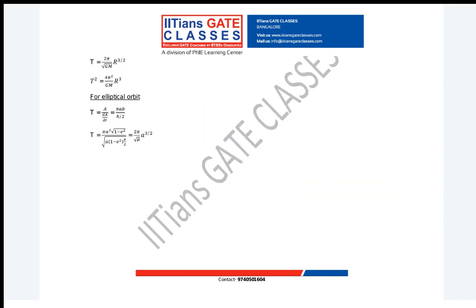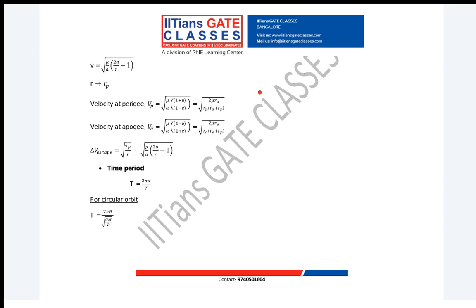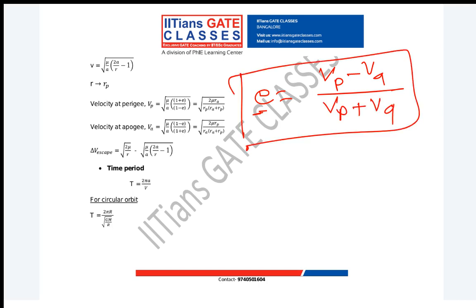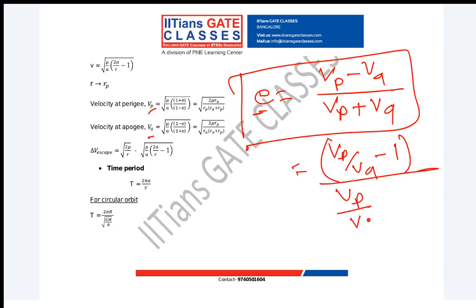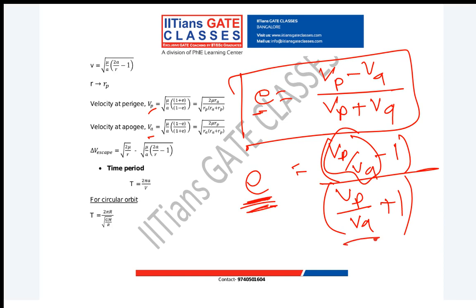Now one more important formula for elliptical orbit, which from your GATE exam perspective is important: eccentricity can also be written in terms of velocity. So in terms of velocity, your E will be V perigee minus V apogee upon V perigee plus V apogee. And this you guys can prove also, by substituting the V perigee and V apogee. Or you can say V perigee upon V apogee minus 1 upon V perigee upon V apogee plus 1. Because there is one GATE question where the ratio of the velocity at perigee to the velocity at apogee is given and eccentricity has to be found. So we can use this formula to find it.